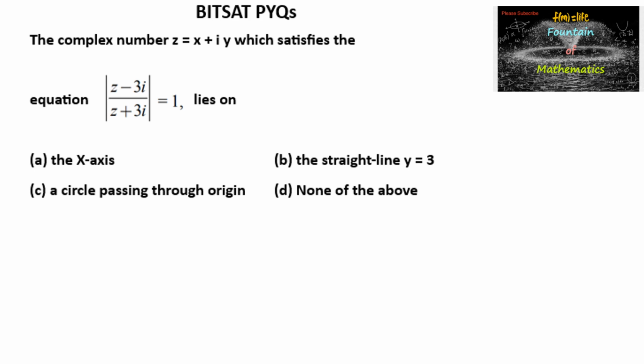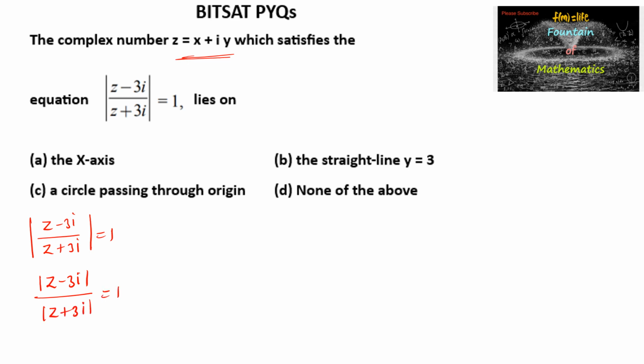The complex number z is equal to x plus iy, which satisfies the equation mod of (z minus 3i) upon (z plus 3i) is equal to 1. Does it lie on the x-axis, or on the straight line y is equal to 3, or is it a circle passing through origin, or none of this? So let us simplify this. Mod of (z minus 3i) upon mod of (z plus 3i) is equal to 1.